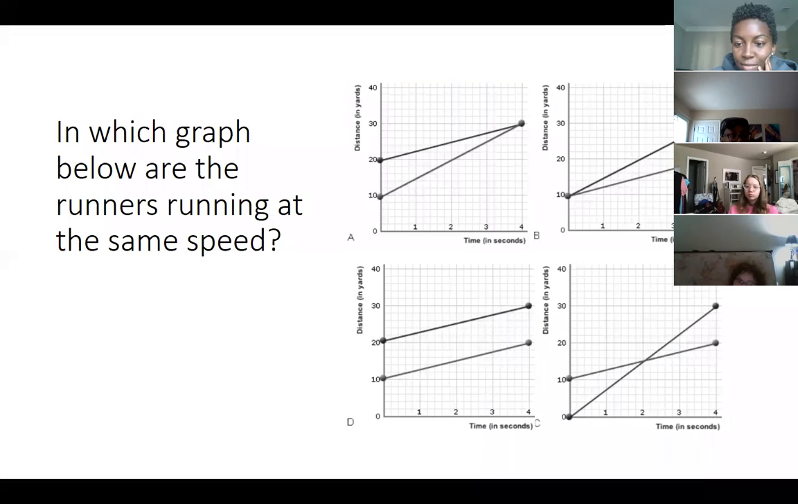All right, who you guys got? D. D, all right, Lydia says D. Do you guys agree with her, disagree? I see a lot of people agreeing with her. Very nice. I agree as well.